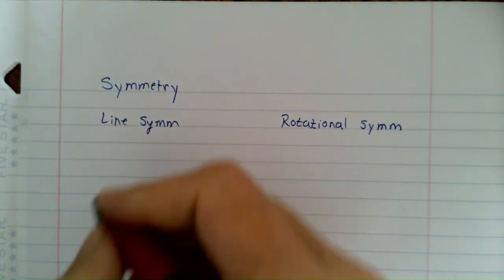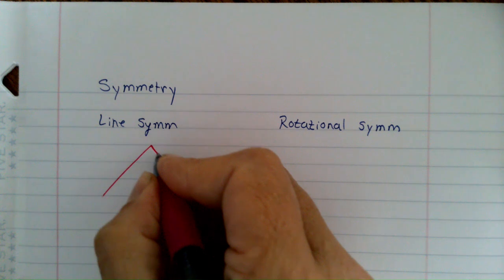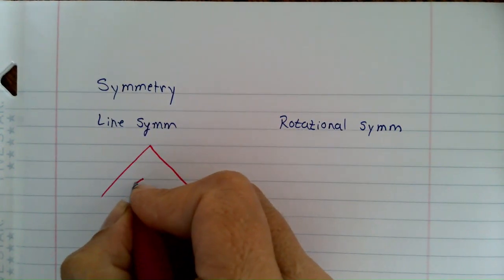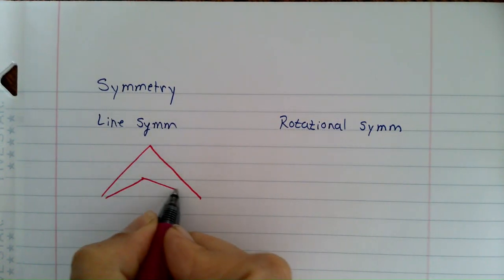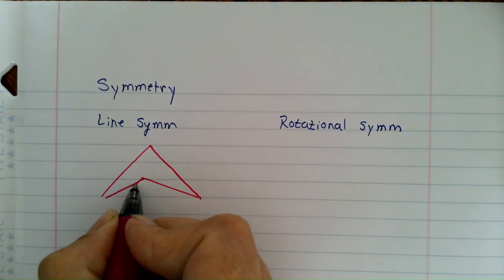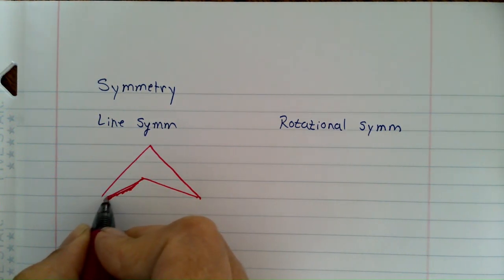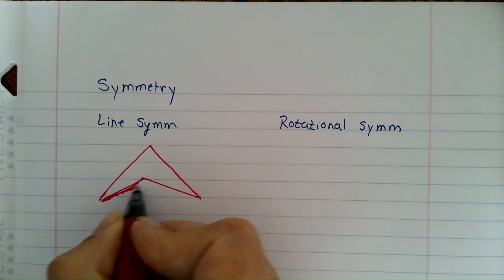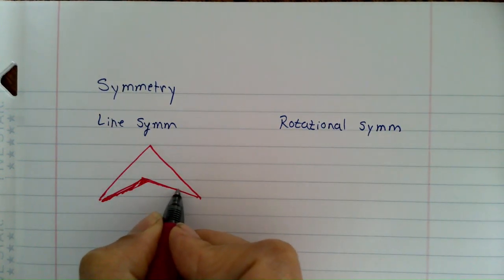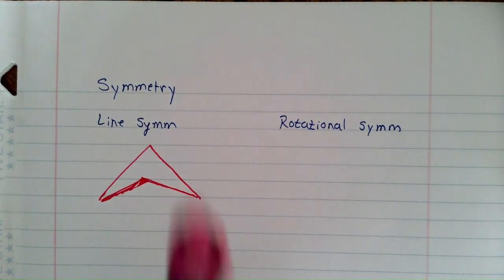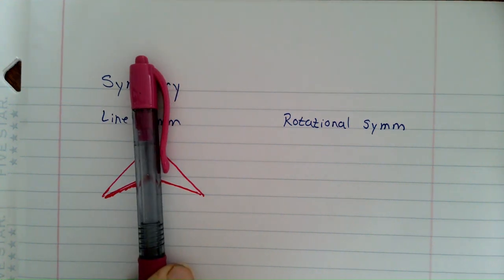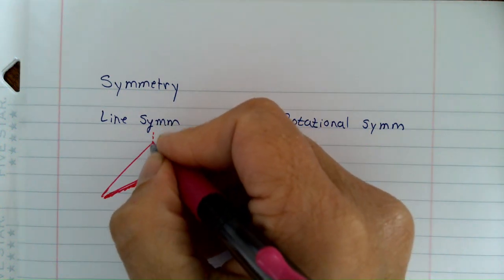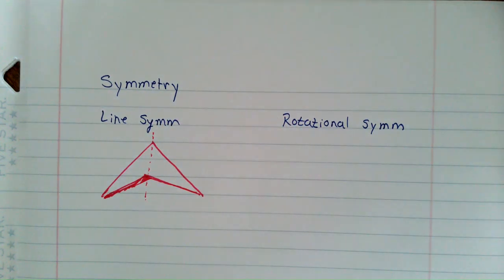For example, let's look at this shape right here, assuming I draw it well. There we go, it's a little bit better. If I were to fold it in half on that spot, then the left side should match the right side. That would be line symmetry.